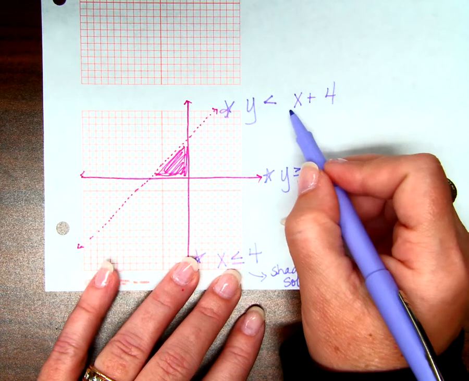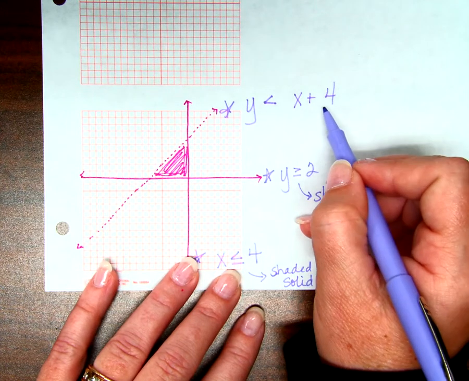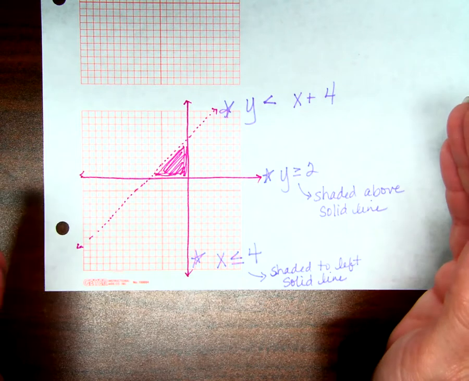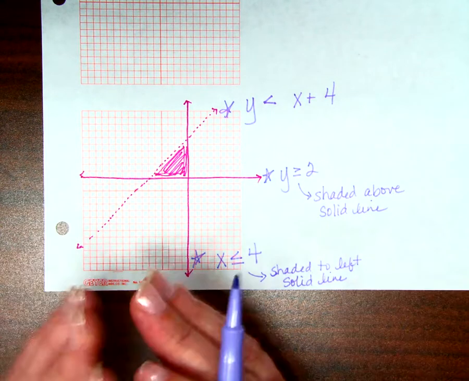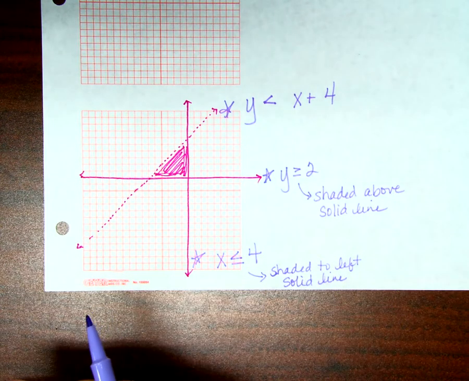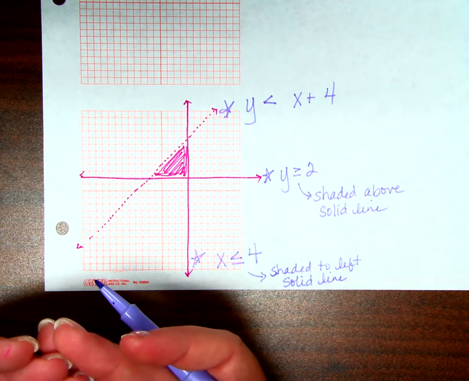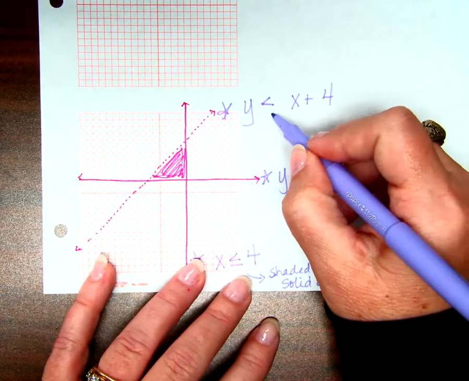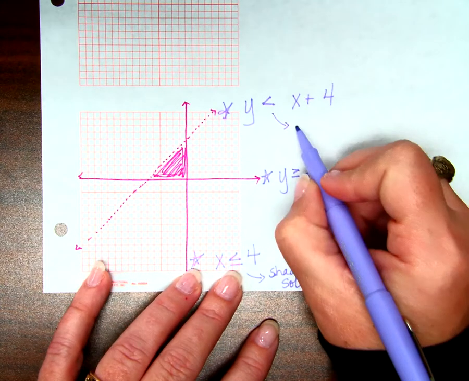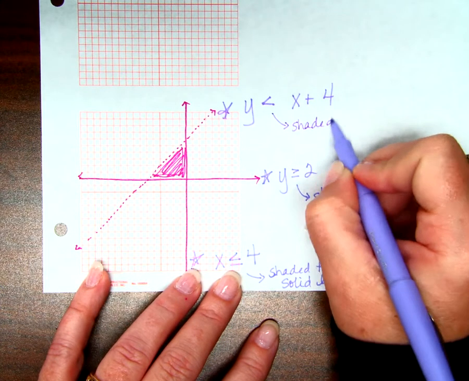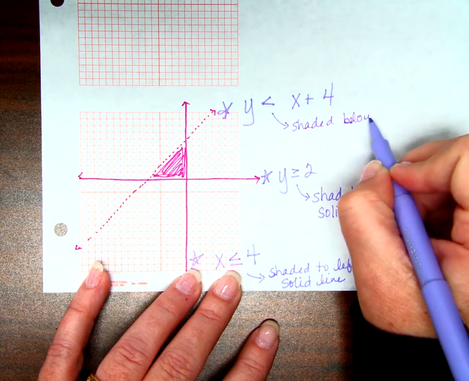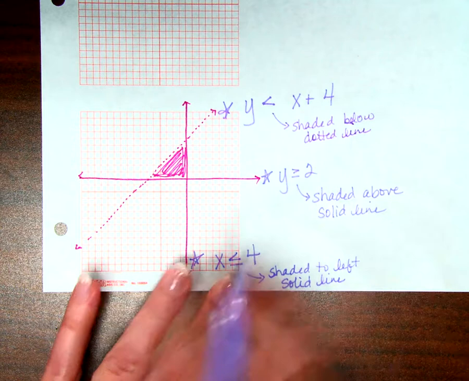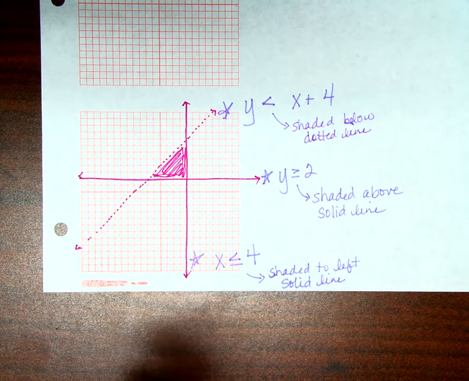Now, some people found the slope first and then looked at the y-intercept. To that I say, okay. Right? There's no specific order that you have to go through to write the equation of a line. Most people see the y-intercept first, so they write it first, but it doesn't matter. Okay? So why is this just a less than then? Shaded below. And it's a dotted line. Questions?